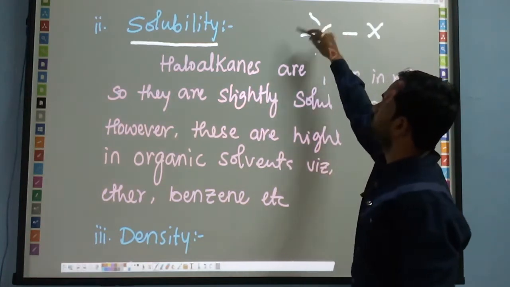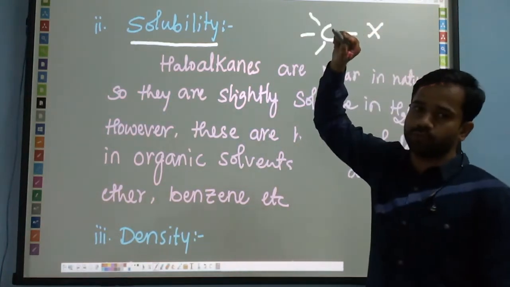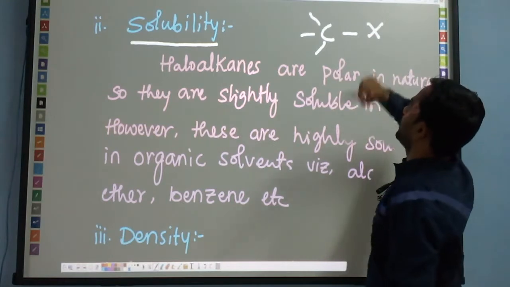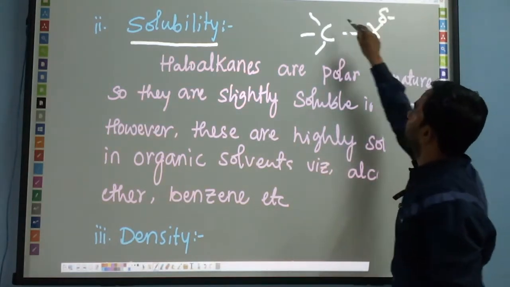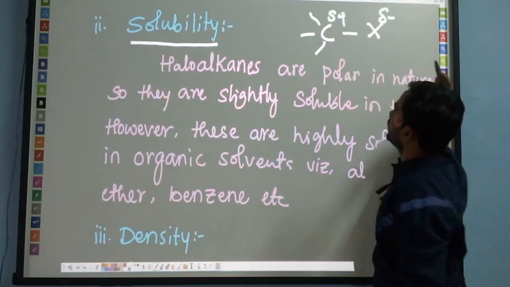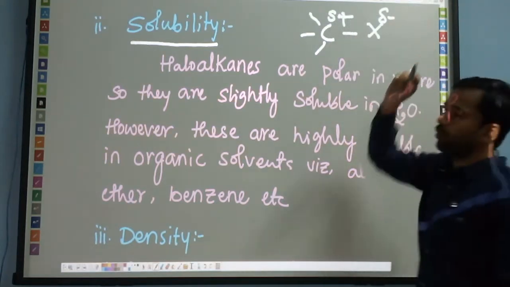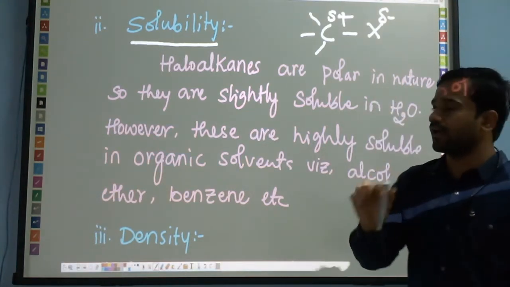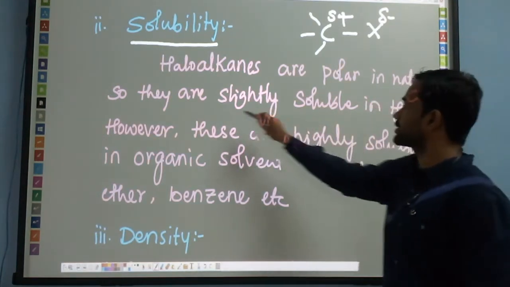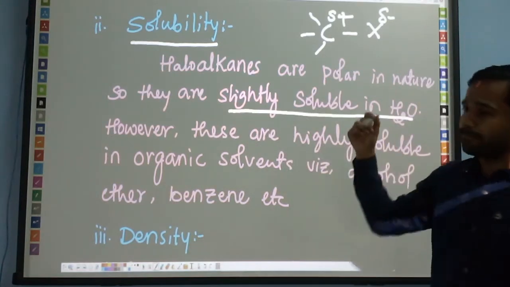This is the substituted methane. X means any halogen element. Here is delta minus and here delta plus. That means it shows polar nature. Haloalkanes are polar in nature. That's why they are slightly soluble. Why are they slightly soluble? Because they are only slightly polar.